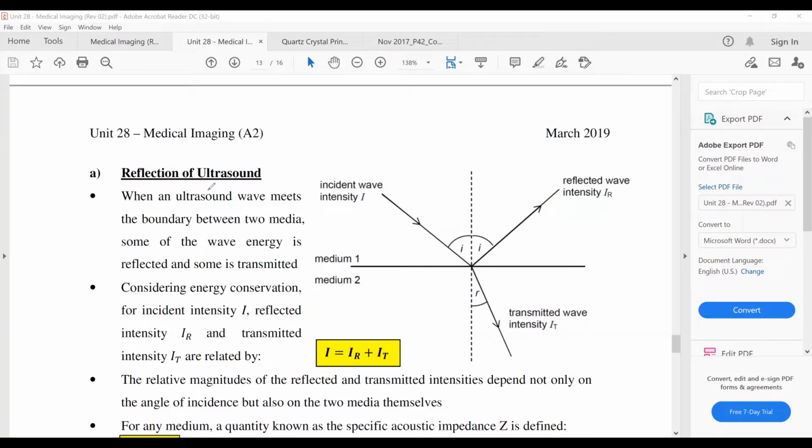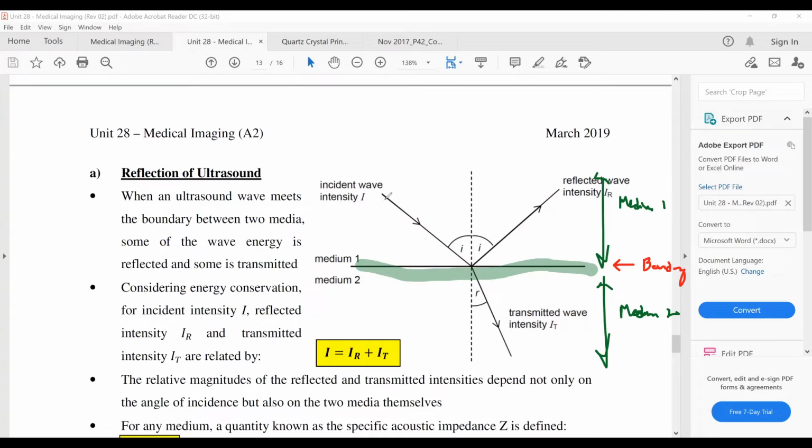Now, when you have ultrasound, say for example, right now I give you a case where you have ultrasound passing through two different mediums. You have, say, medium 1 and then medium 2. The line that you see here is what you call the boundary between mediums. This is the boundary between two mediums.